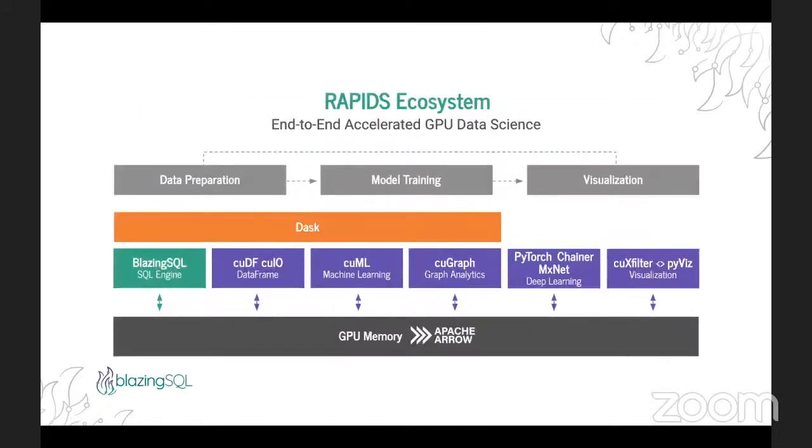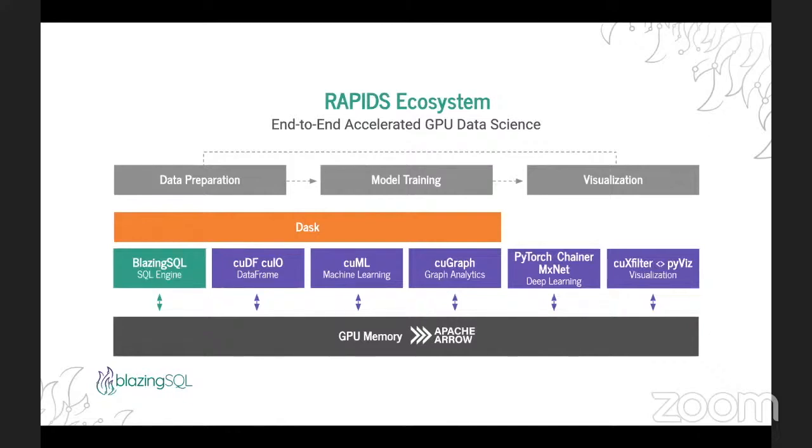Overall, the Rapids ecosystem is an end-to-end accelerated GPU experience. You can go through the data preparation using Dask, using Blazing SQL, using cuDF, and then hand it over to cuML or cuGraph for model training, or hand it over to PyTorch, Chainer, MXNet, or whatnot, if you prefer doing deep learning. All of that happens on a GPU. And we also provide cuCrossfilter and PyViz for the visualization layer.